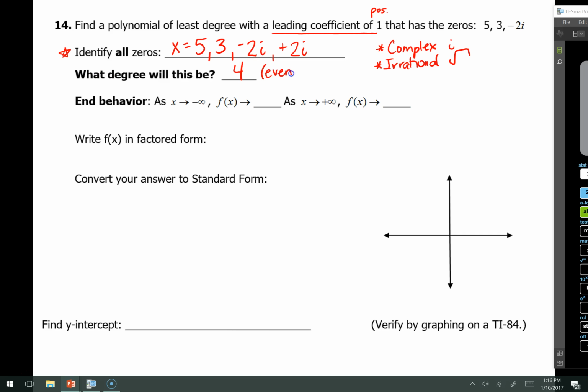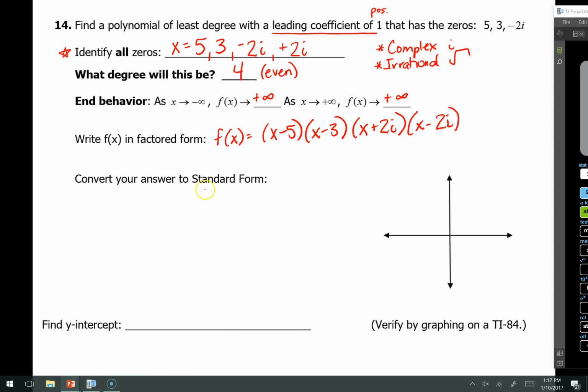That's an even number, so now we know our end behavior. If it's even, both ends go the same way. If it's a positive leading coefficient, they both go up. So the end behavior on both ends, left and right, is going to be positive infinity. So now we're ready to write our factored form and then convert it to standard form to get our polynomial. So let's write our factored form using our zeros. We're going to take each one of the zeros, all 4 of them, and turn them into factors. So that's x minus 5, x minus 3, x plus 2i, and x minus 2i. Remember, the signs change when you take a zero and write it as a factor.